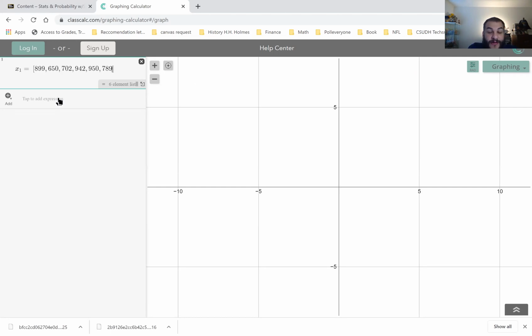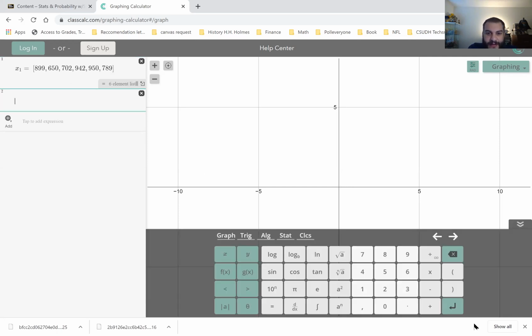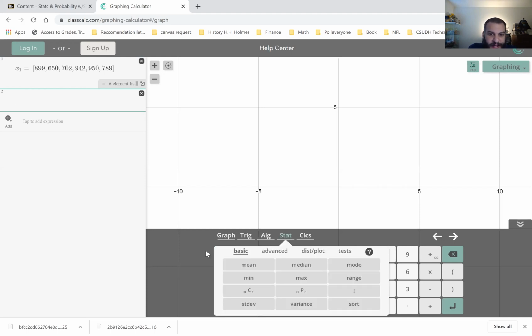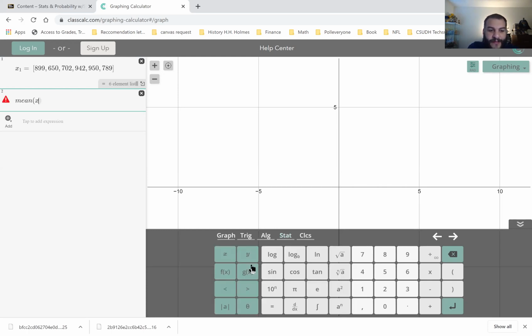So now I'm going to go ahead and find the mean, the variance, and standard deviation. That should be pretty simple with ClassCalc, because all you have to do is go to the stats button. And if you look at it, we can actually just use the basic. So for the basic, we can say mean of x1. All right, so I got the mean of x1, which is 822.